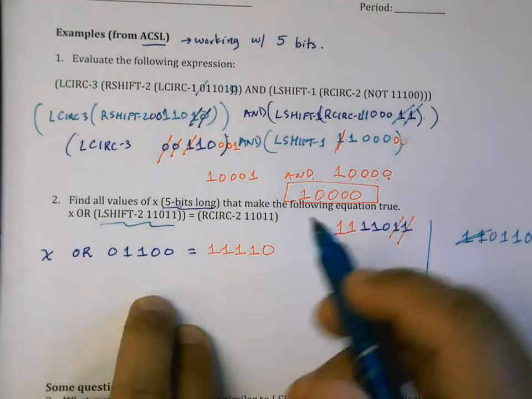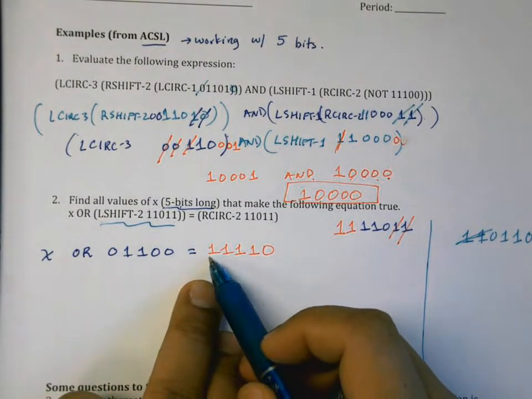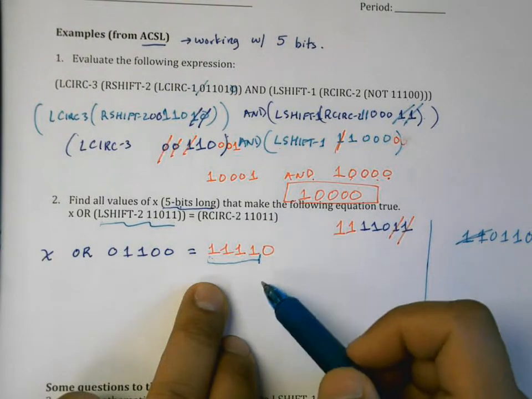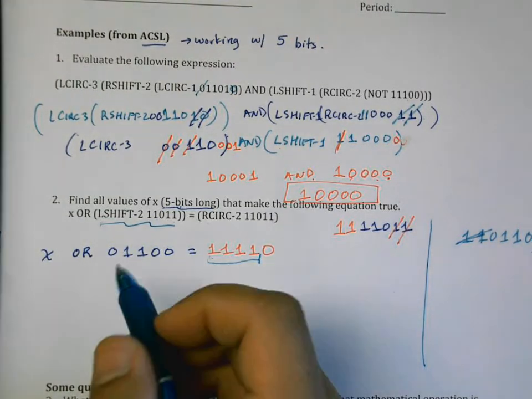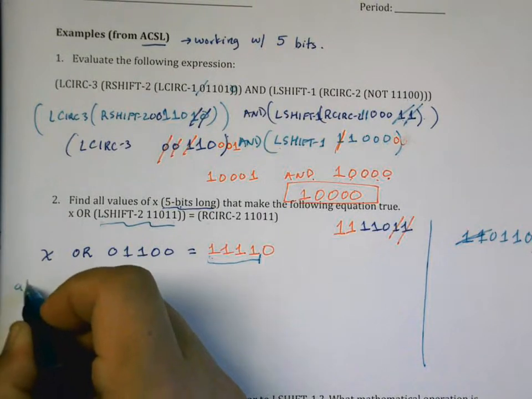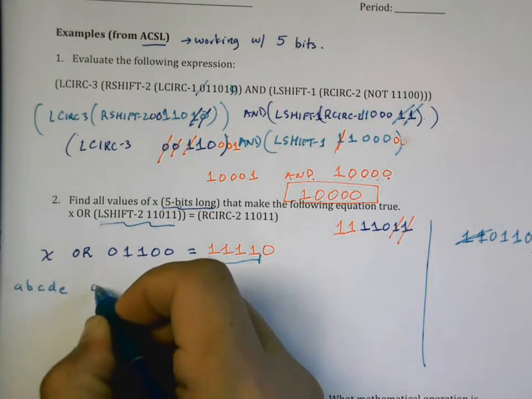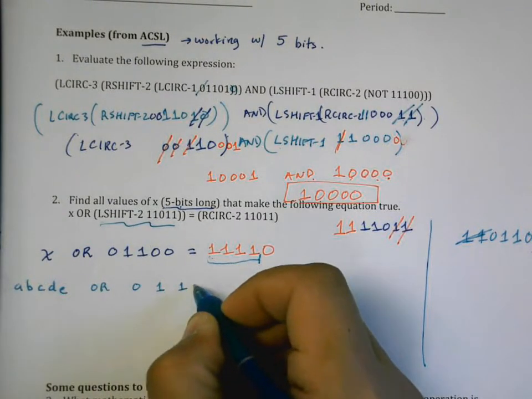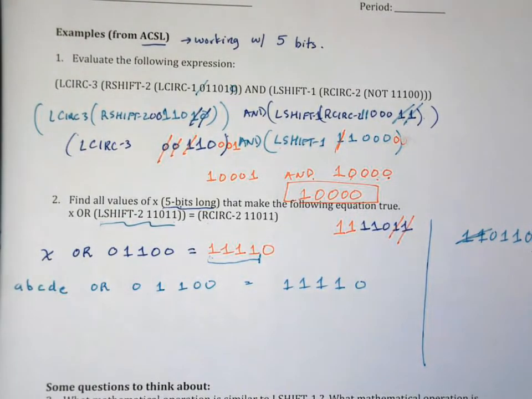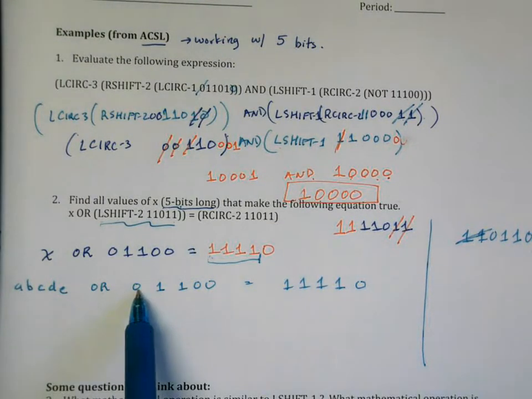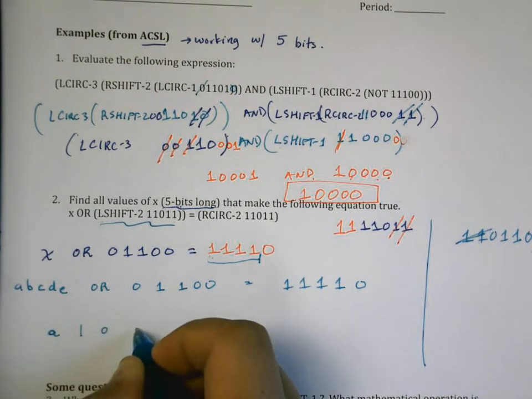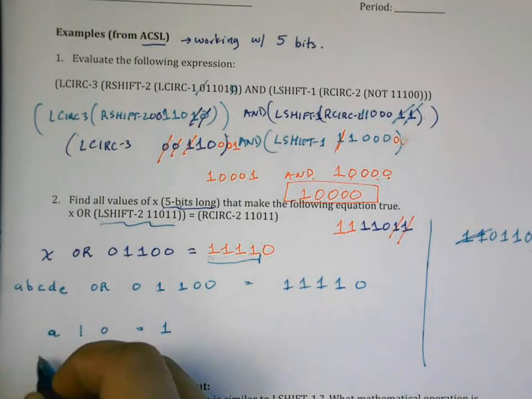If you look at this string, the first 4 characters of this result are all ones. Let me write it this way. This is like saying A, B, C, D, E, OR with 0, 1, 1, 0, 0 is equal to 1, 1, 1, 1, 0. So we'll split this up and say A OR with 0 is going to give you 1. What are the possibilities for A?